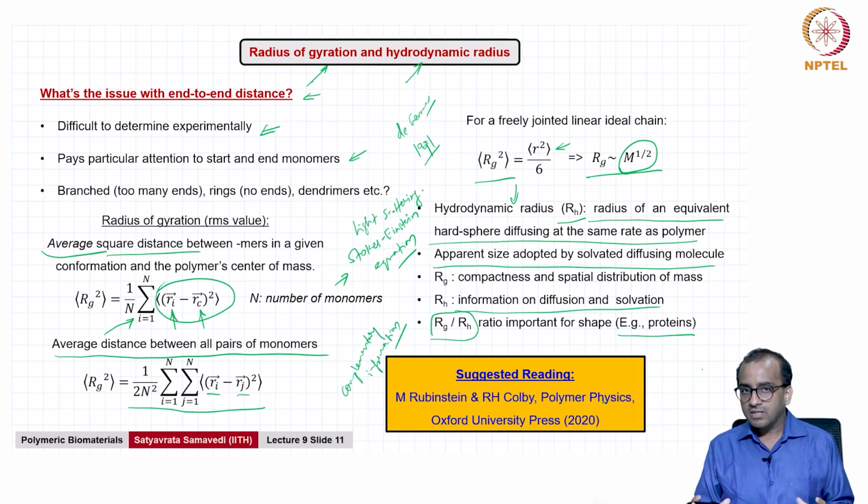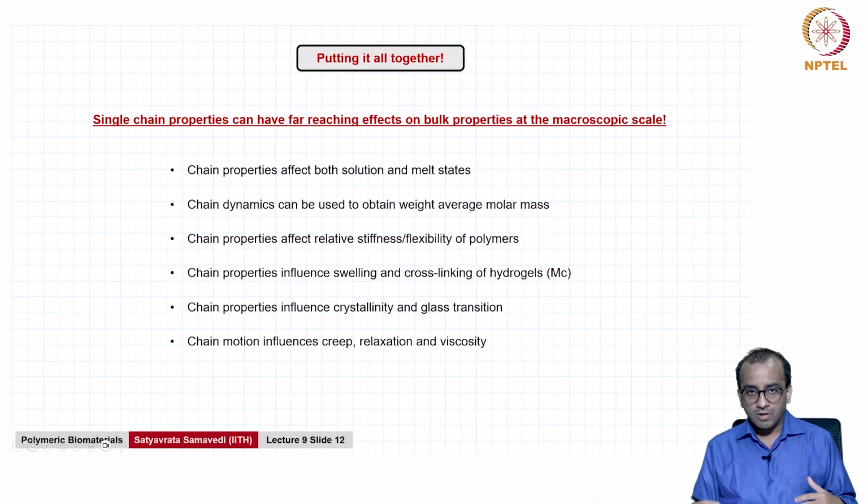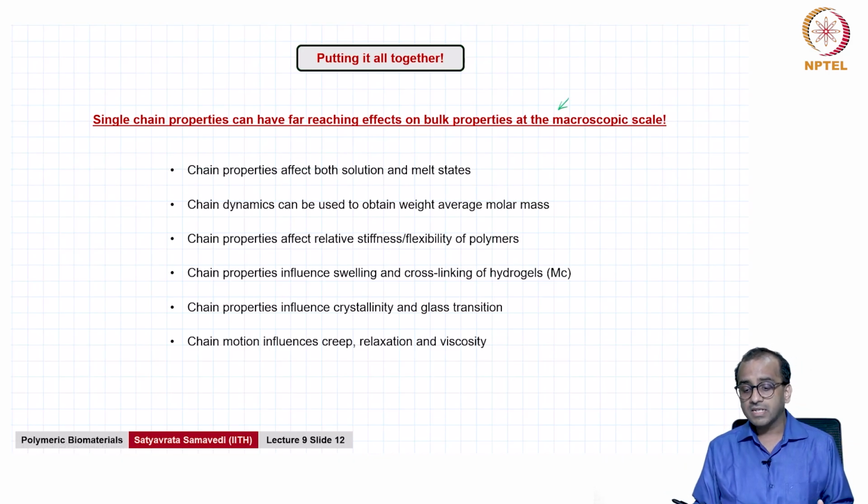Our goal here has largely been to understand these things not for the purpose of understanding polymer physics per se, but to use this as a base to see how to contextualize these structure property relationships for function and performance later. So, that is why we have been primarily focusing on a physical understanding of some of these ideas. Now, if you want to put it all together, what we want to say in ending this lecture is to appreciate the fact that single chain properties can have very far reaching effects on bulk properties at the macroscopic scale.